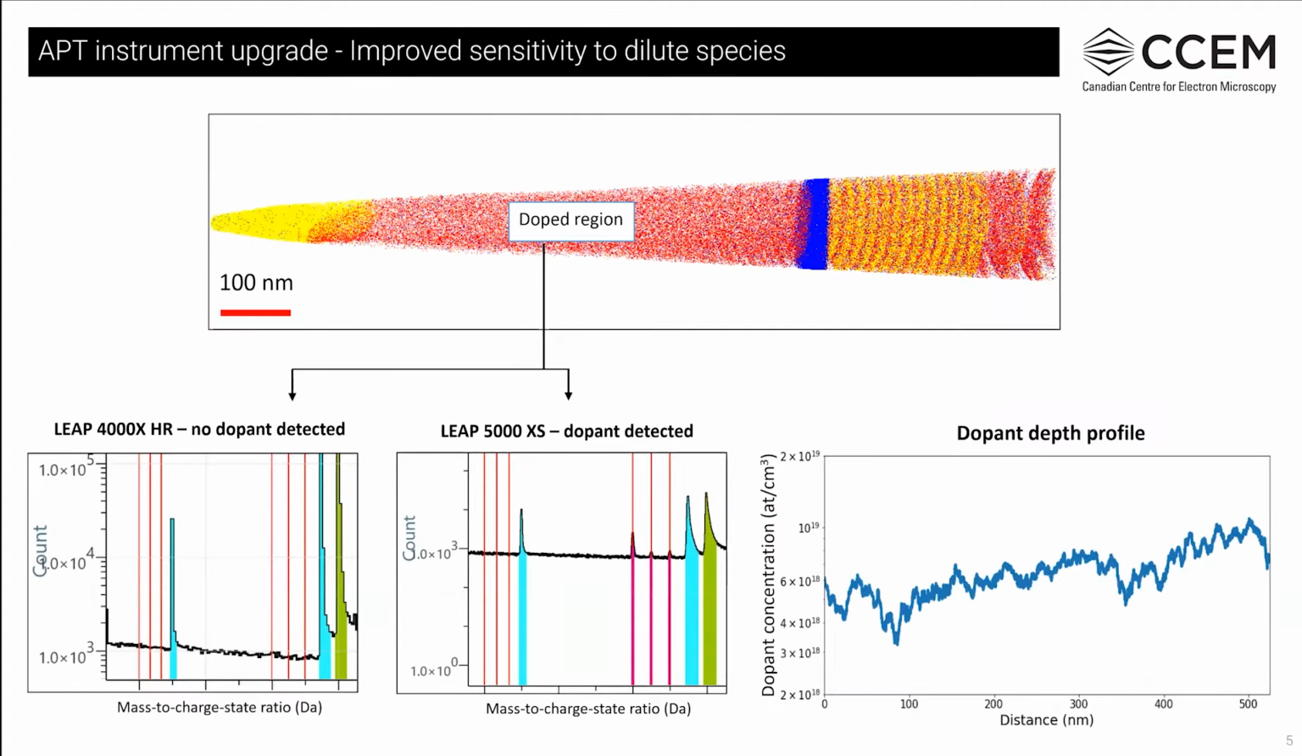Here is an example of how the improvement in detection efficiency can help, especially when it comes to dopant characterization and quantification. We measured the same sample on both the instruments, that is the LEAP 4000 XHR and the 5000 XS, and we were interested in determining the dopant profile within this region shown in the figure here. While we weren't able to detect the dopant at all on our older instrument, for a similar volume analyzed on the 5000 XS, we clearly saw the dopant peaks, which are the magenta colored peaks here. And we were also able to successfully calculate its depth profile within the region.